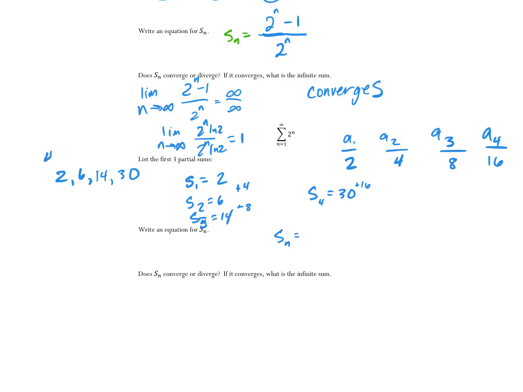Wait, so this is 2 times 2 to the n minus 2? Instead of 4 minus 2, 8 minus 2, 16 minus 2, 32 minus 2. I think it is 2 to the n plus 1 minus 2.